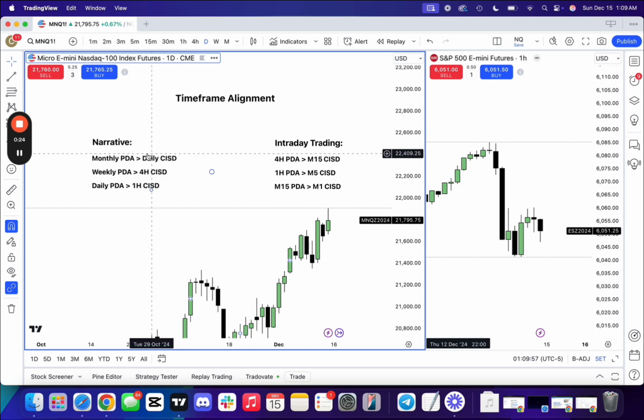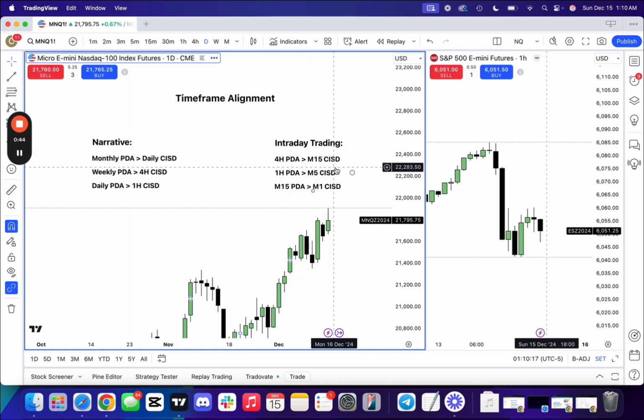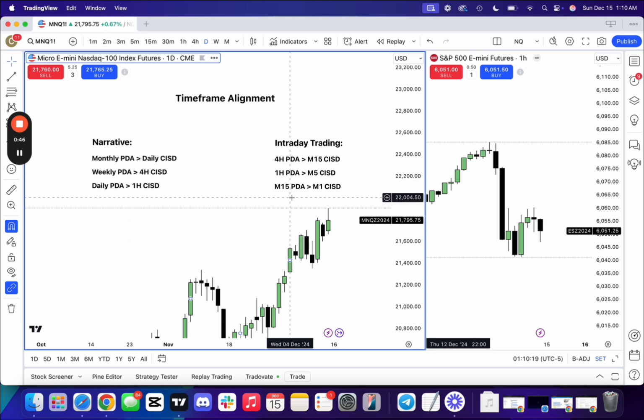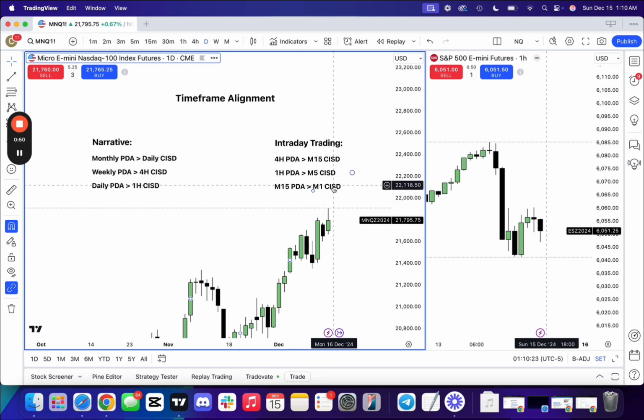So there are two different sets of time frame alignment. There is overall narrative, and then there is intraday trading. Okay, so for overall narrative, we're using monthly, weekly, and daily PD arrays, and then we're using daily, 4-hour, and 1-hour changes in states of delivery. And then for intraday trading, this is the alignment that I use every single day: 4-hour, 1-hour, and 15-minute PD arrays, and 15-minute, 5-minute, and 1-minute changes in states of delivery.